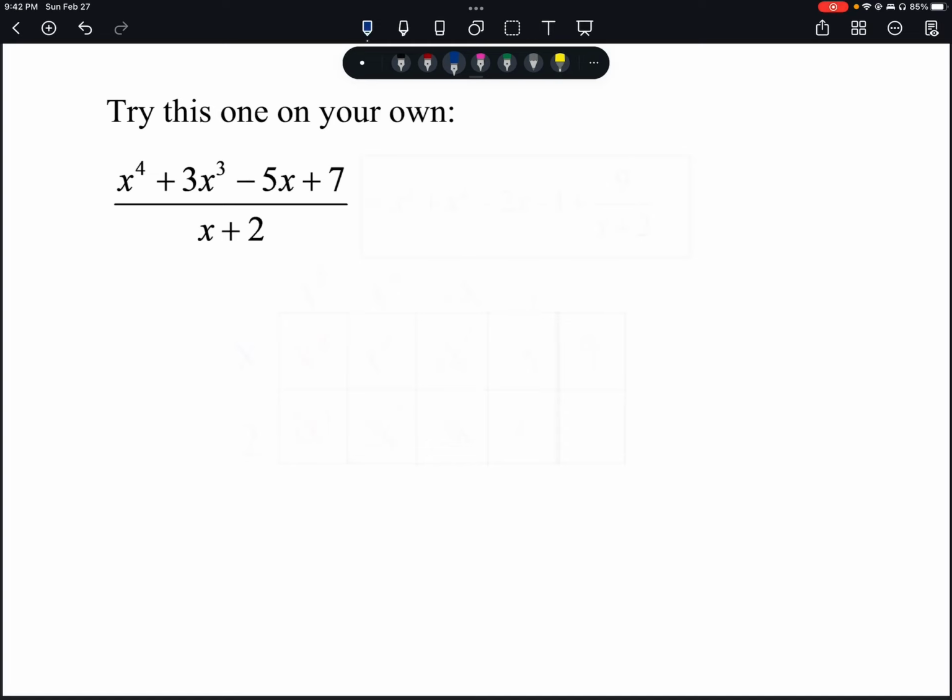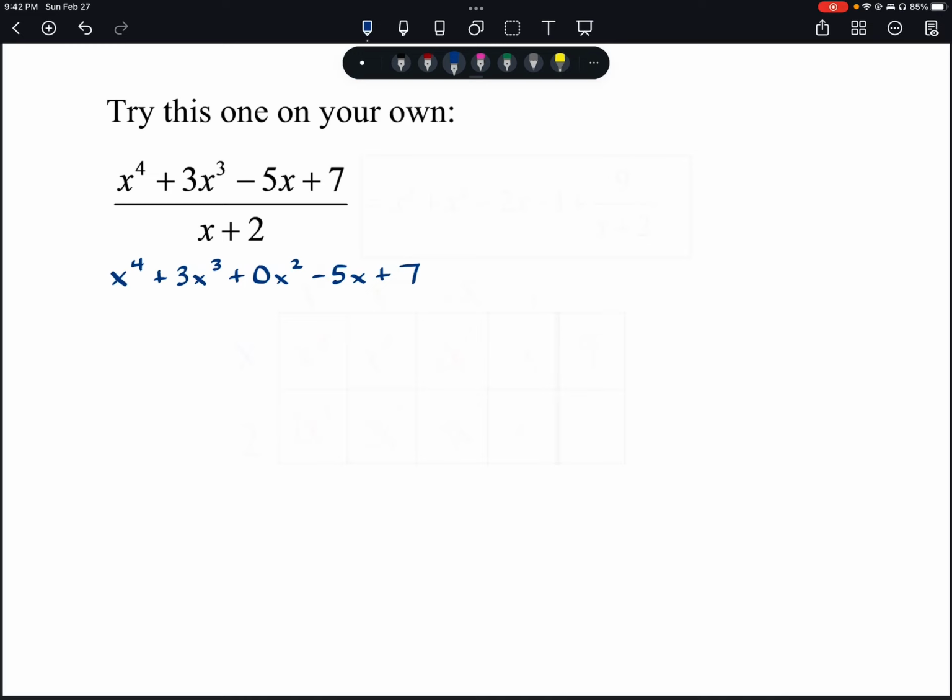All right, I'm going to work this one out. So we've got an x to the fourth plus 3x to the third minus 5x plus 7 all over x plus 2. So just remember, this is like saying x to the fourth plus 3x to the third plus 0x squared minus 5x plus 7.